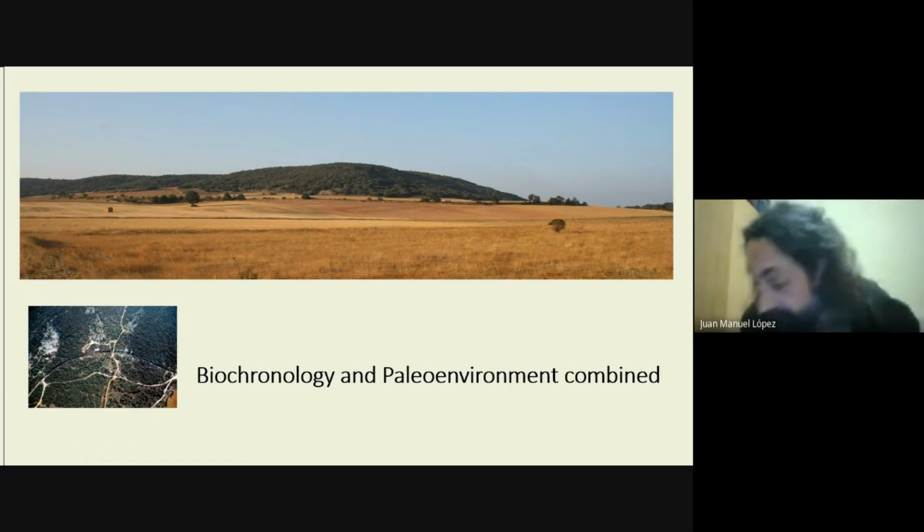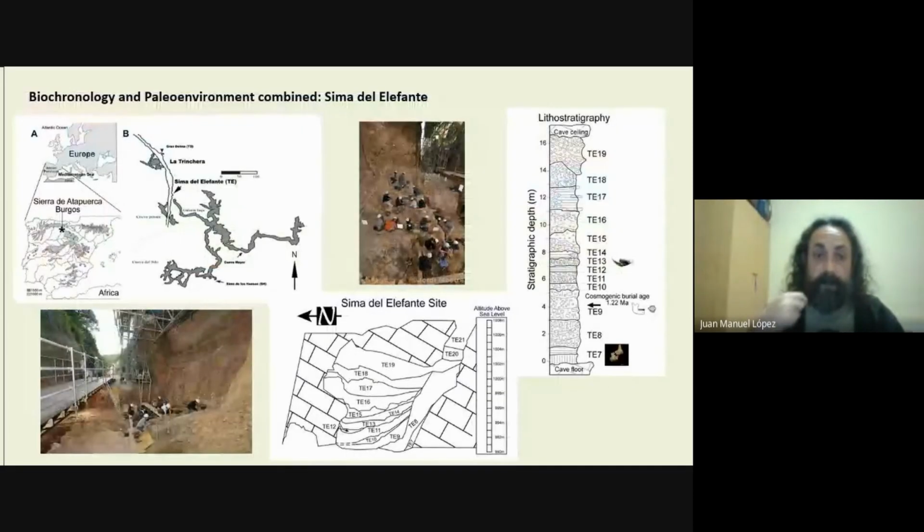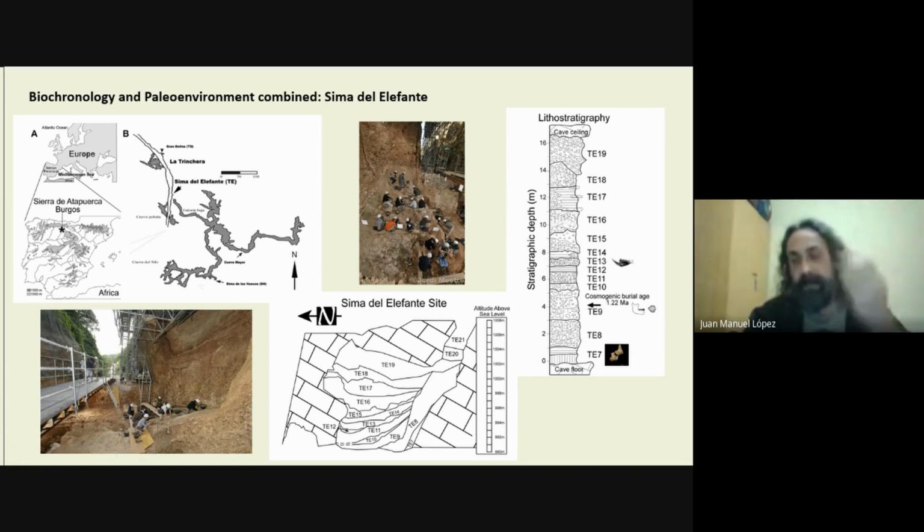To explain the two things combined, biochronology and paleoenvironment, now we are working in the lower layers of Sima del Elefante, in TE7. This last summer we found a human face that is now under study to publish.